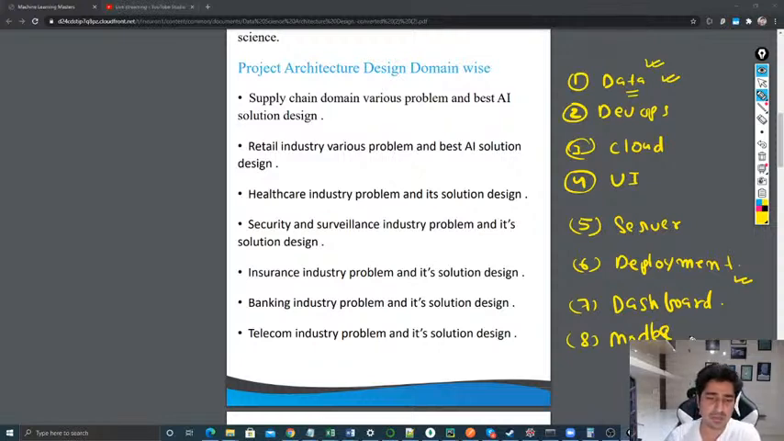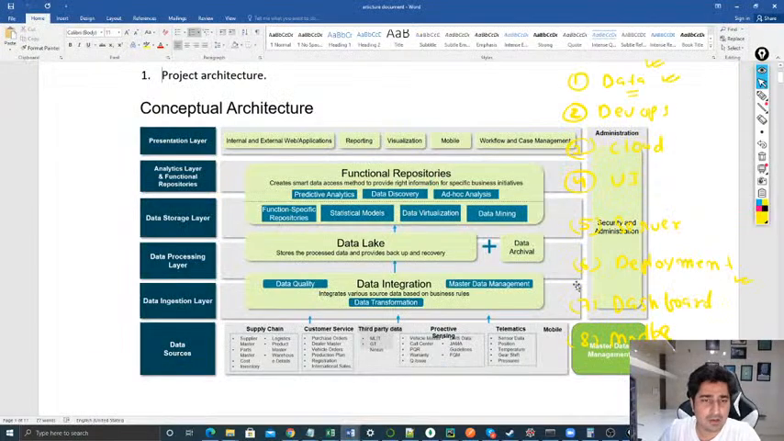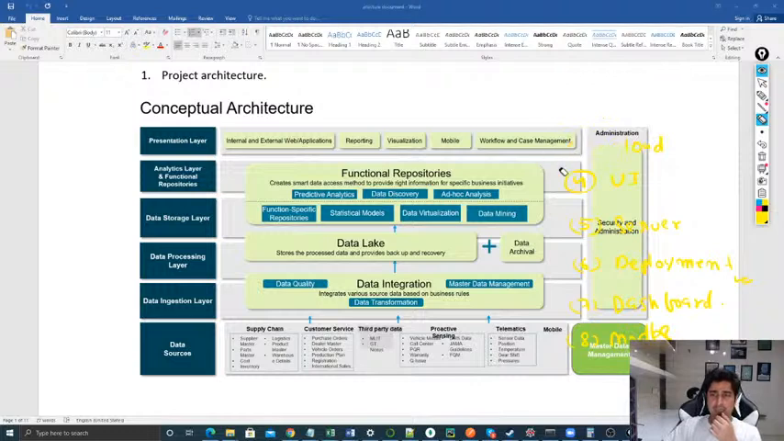And this is what we are going to discuss in our data science architecture. So let's suppose I start with one of the architectures. Here you can see the architecture of one of the projects which I have done, and you will see that there are multiple layers which come into the picture whenever we talk about architecture: a data source, a data integration layer, data processing layer, data storage layer, analytical functional layer, presentation layer, administration layer, and MDM.